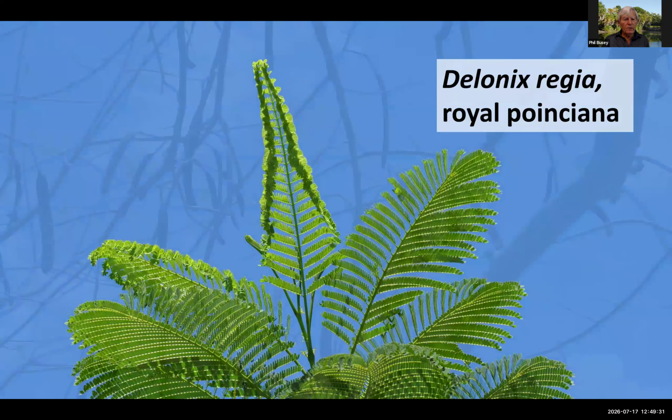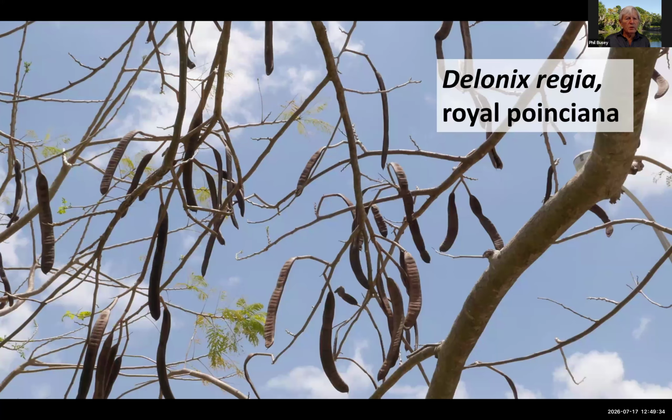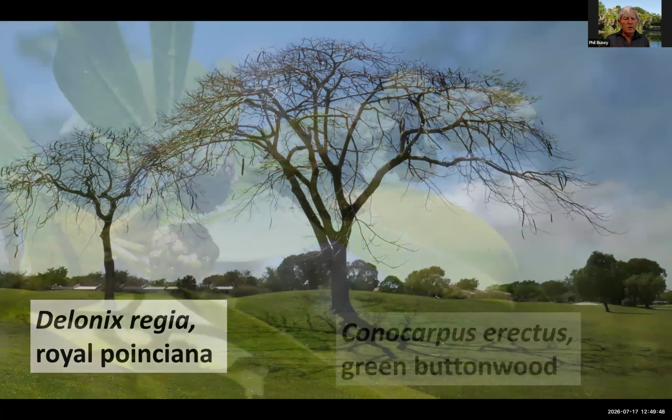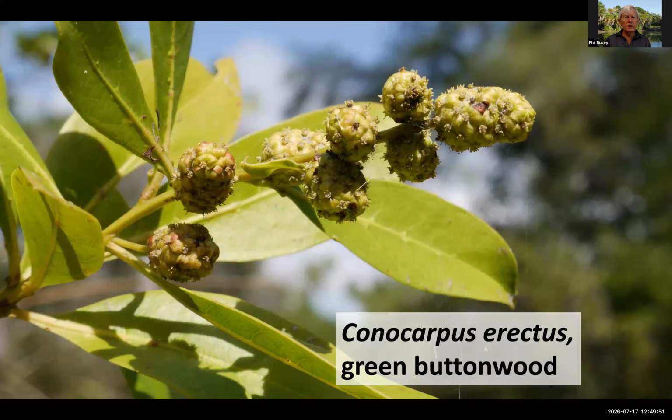But when it's not in leaf, we have an even almost better trait, which is the long pods, typically up to about 70 centimeters long. And it gives an interesting look when it's leafless. Now, I'm going to close in a minute, so there'll be time for questions. But the buttonwood, Conocarpus erectus, both the green buttonwood and the silver buttonwood, get their name from the inflorescences that look like little buttons.